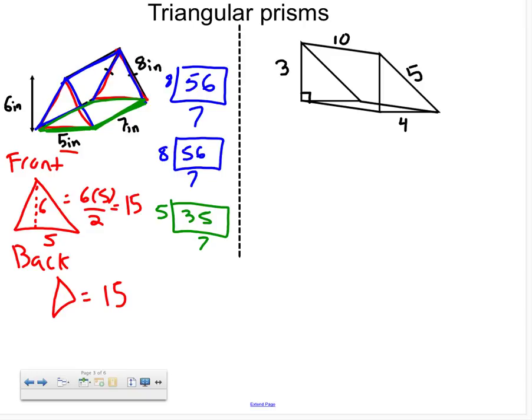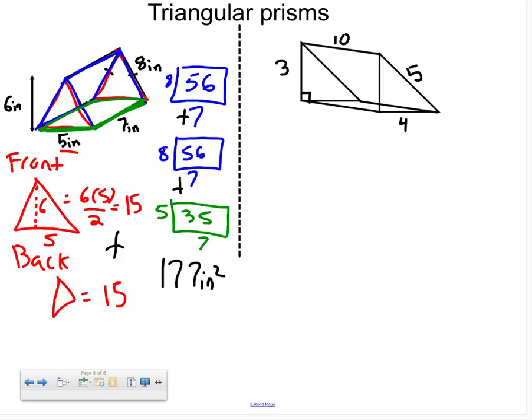And once again, as before, we're going to take all these areas and add them back together. So the two triangles, 15 plus 15, plus the left and the right, 56 plus 56, plus the bottom, 35, gives me a total area of 177. Okay? Once again, I'm just adding up all these areas together. And this would be in inches squared because it is still an area measurement.